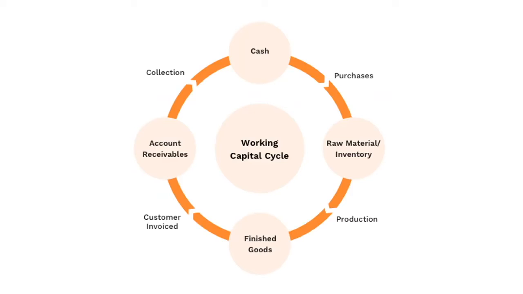So now we'll start with the working capital cycle. Now working capital cycle, as you can see, starts with cash, then we do purchases, purchase of raw material and inventory, then we do production, then we convert them to finished goods, and the customer invoice, as earlier told, accounts receivable, and then collection, and then cash. This is similar to the operating cycle.